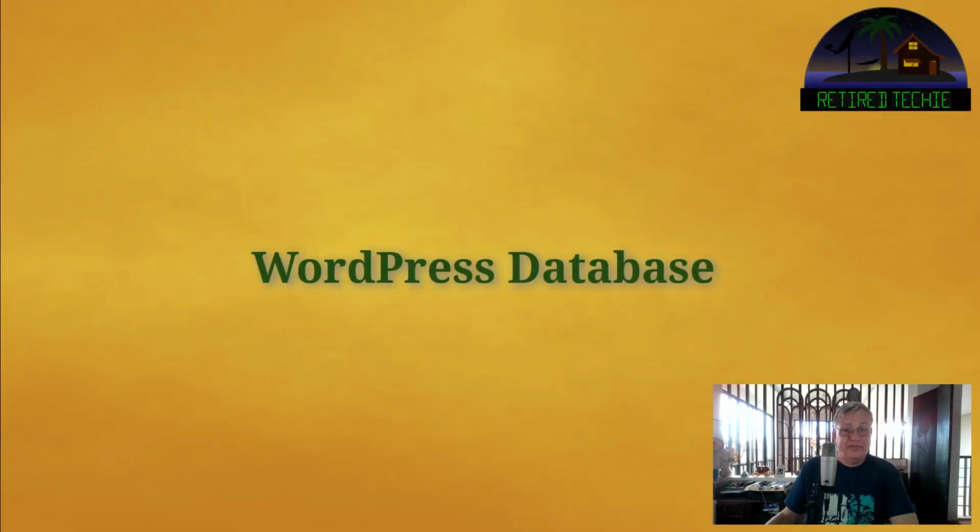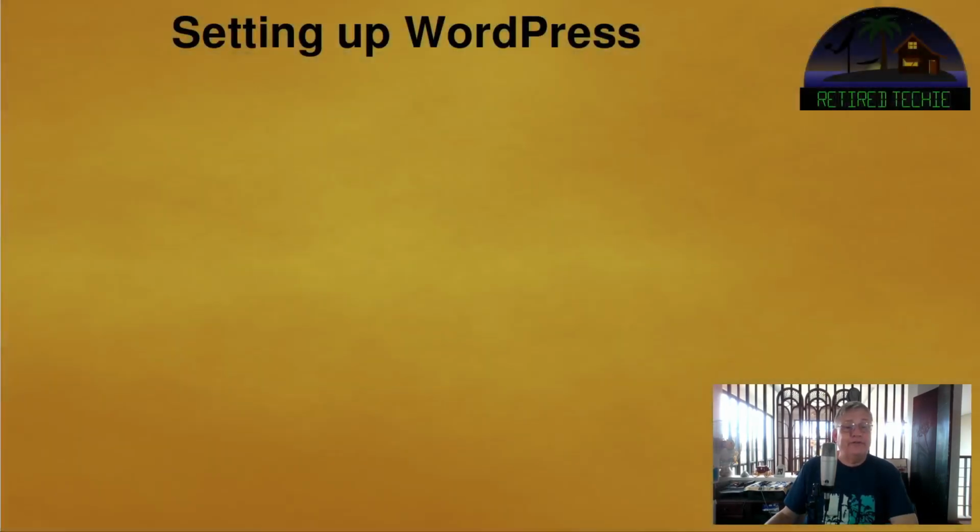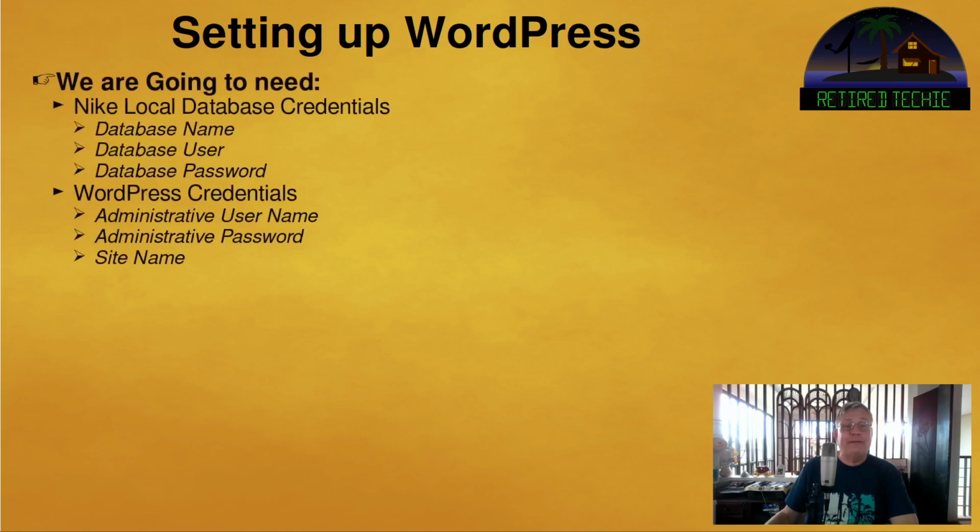Next on our task is to create the database. WordPress does require a database. So before we get to that point, there are a few things, and you'll find out when we get into the WordPress install, that we need to know up front. Specifically, we're going to need to know our local database credentials, which would be a database name, a database user, and a database password. We're also going to need WordPress credentials, specifically an administrative user, an administrative password, and a site name. So you want to think up these before we get going.